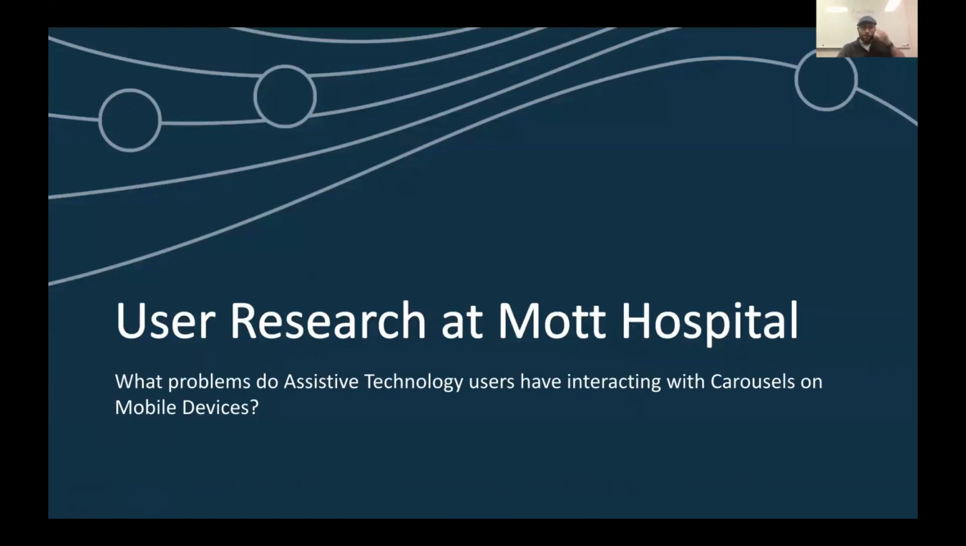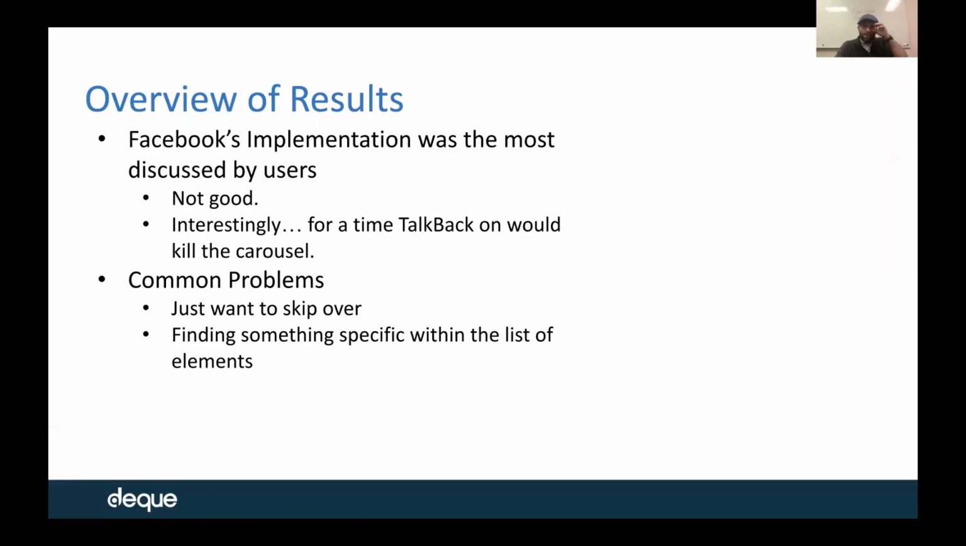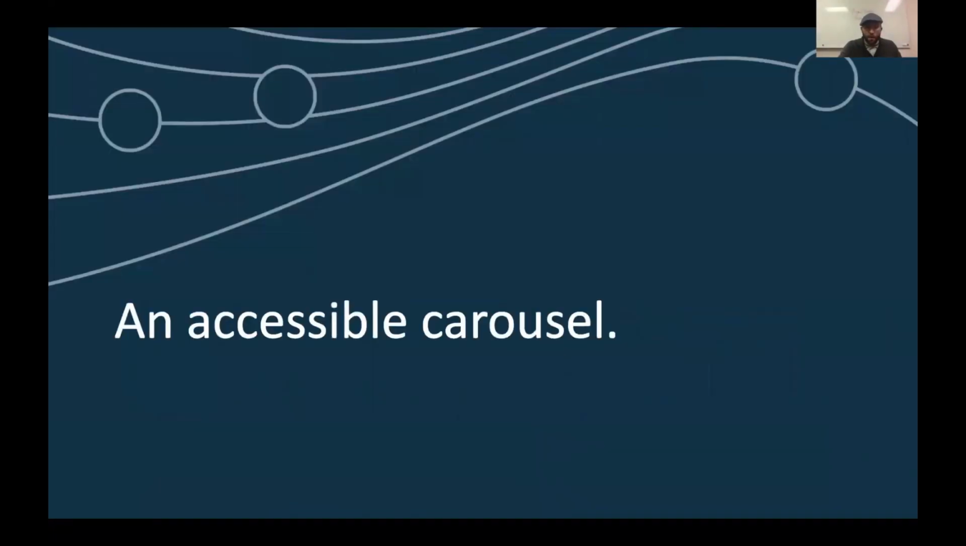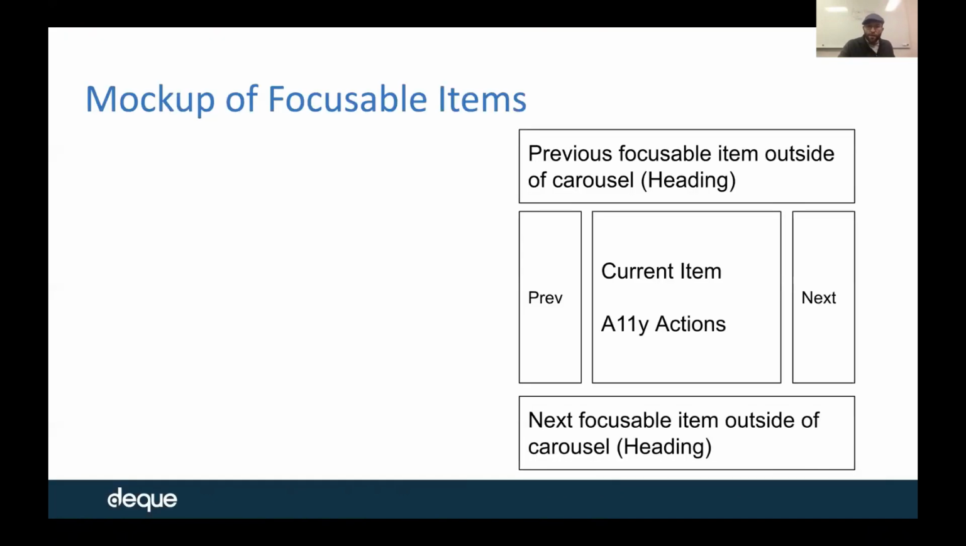So I'm going to skip over some of the deep dive into the Mount Hospital research that I did on this topic, because it really all goes back to the things that I shared and how I got those results. I've shared the results, and if anyone's interested in talking Mount Hospital research, we can. But I'm going to skip over that slide to leave more time for questions. So let's talk about what an accessible carousel looks like and how we can solve all those problems.